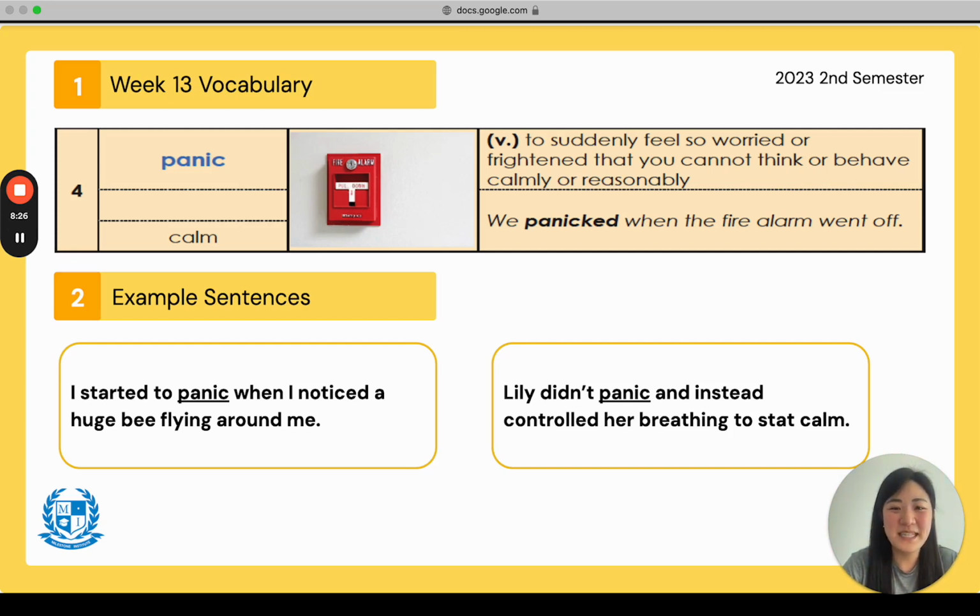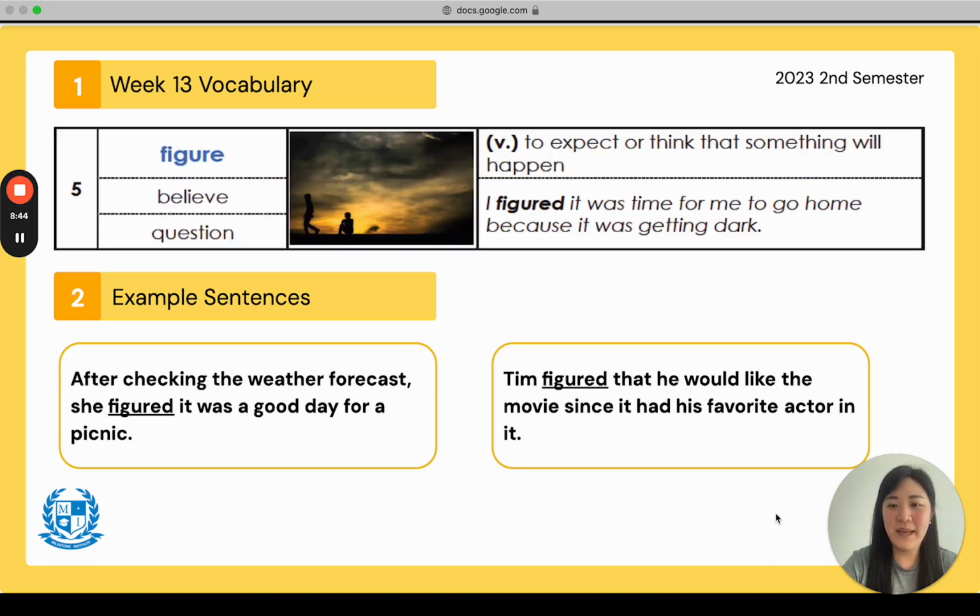Example 2. Lily didn't panic and instead controlled her breathing to stay calm. That should say why. Sorry about that. So she didn't panic and she controlled her breathing. Very good. Panic.